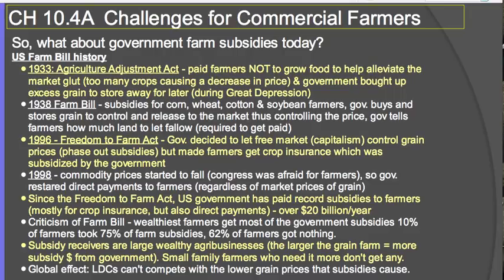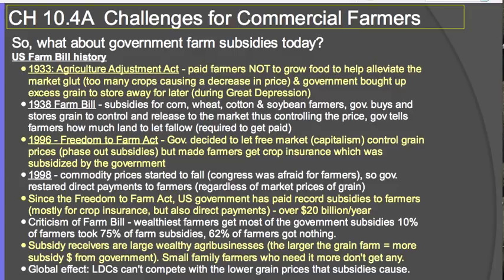Then 5 years later, 1938, the Farm Bill was actually established. And this was to subsidize these commodity crops. So the government would give money to farmers who grew corn and wheat, cotton and soybeans, and to help them make sure that they got the money that they needed to cover their costs because they were really growing too much. The government also would buy up the extra grain and store it to release it in the market when there was less of a supply, and thus control the price with supply and demand.